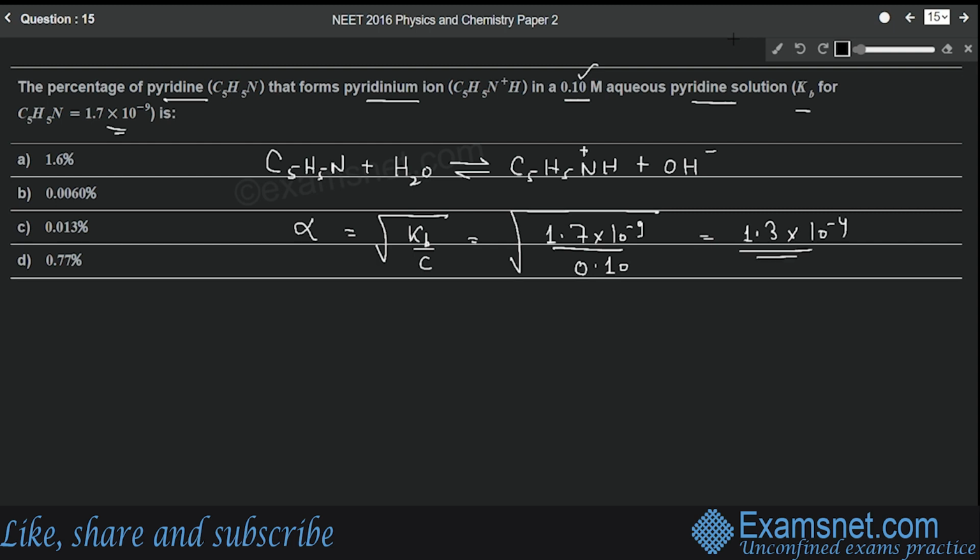This is the degree of dissociation, but we have to find out the percentage of pyridine formed, okay. So percentage will be equal to 1.3 into 10 to the power minus 4 into 100, okay. We'll multiply it by 100 to get the percentage. It will be equal to 1.3 into 10 to the power minus 2, or we can write 0.013 percentage, okay. So 0.013, that means option C will be the correct answer.